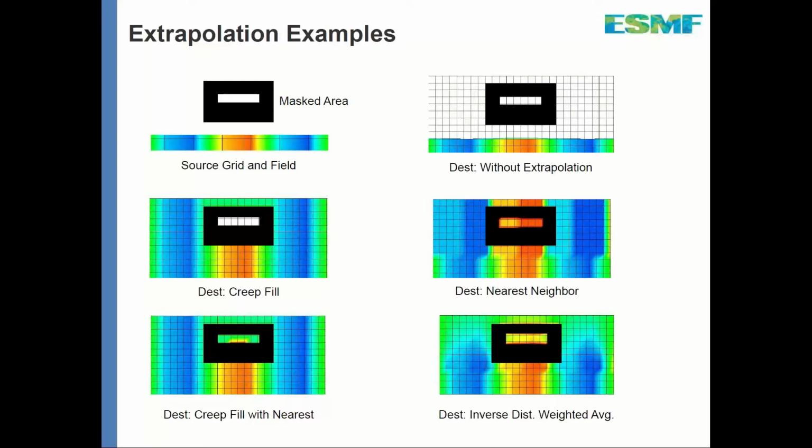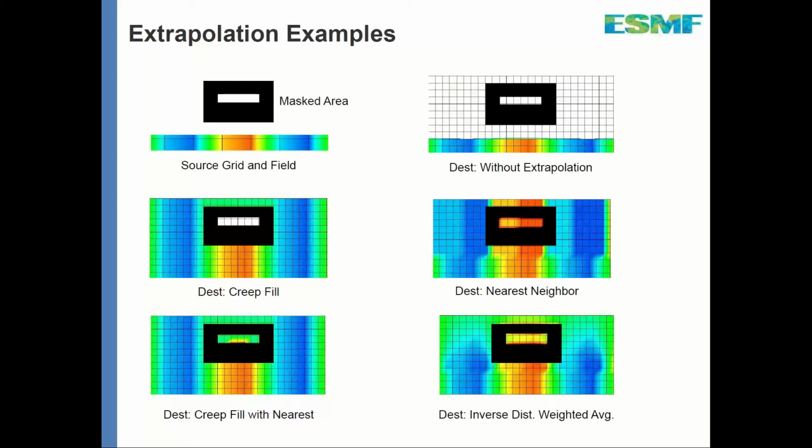This is useful in cases like long narrow islands, where if you're extrapolating to the other side, you don't want to grab the values on the other side of the island. What you want is for it to follow, maybe, the flow of the ocean, which would go around the island to the other side.